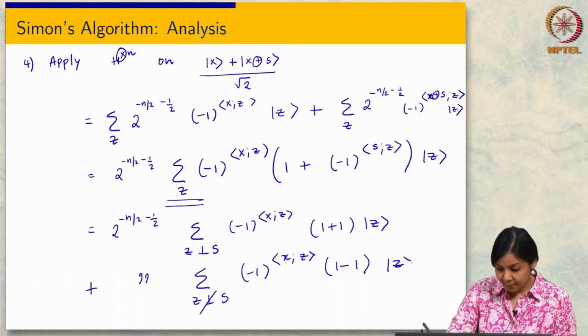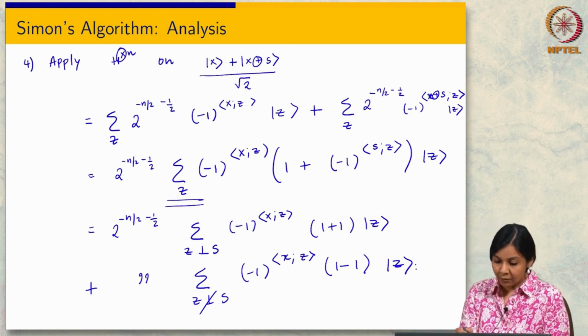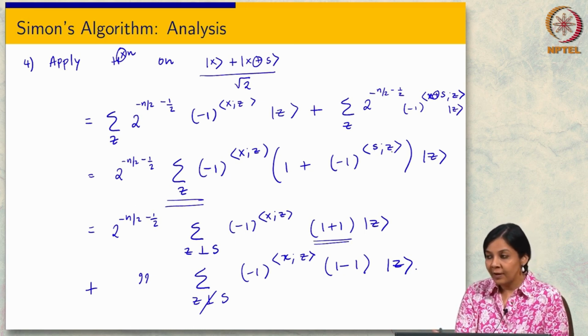Yeah. Can anyone explain how I got this? So, in the first case, when I have Z orthogonal to S, then I claim that I am going to get this term. Why is that? Exactly. Because the inner product of S and Z becomes 0 in this case, I will get minus 1 to the 0, which is 1. So, I get something positive over here, right.